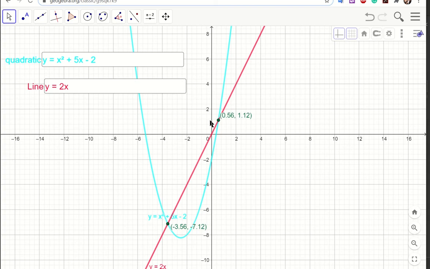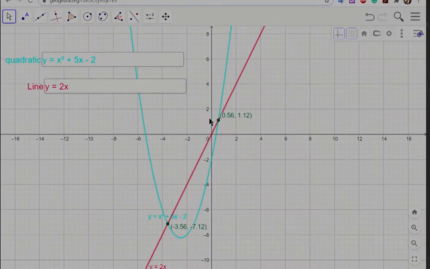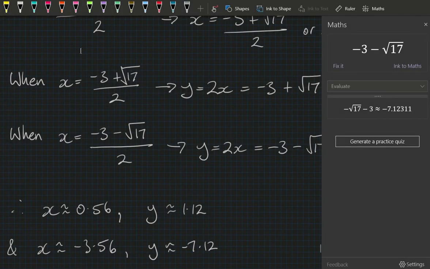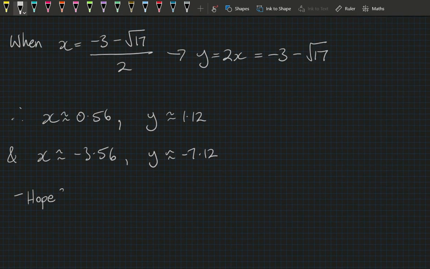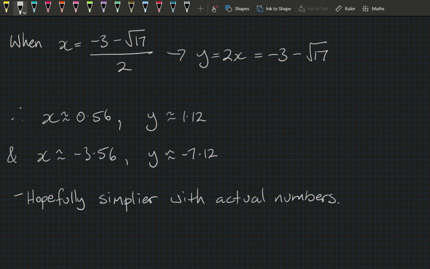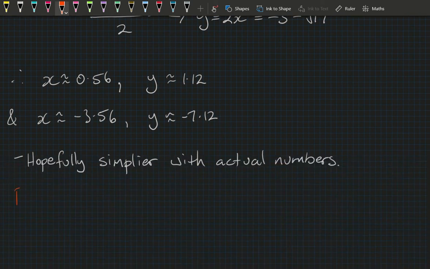Okay, let's go back to the OneNote. I'm pretty hopeful that that big algebraic statement seems a lot easier when we use actual numbers. All right, but at this point you should pause that video and do question 5 in the new book and question 9 in the old book. And then when you come back, we'll work on the next section.